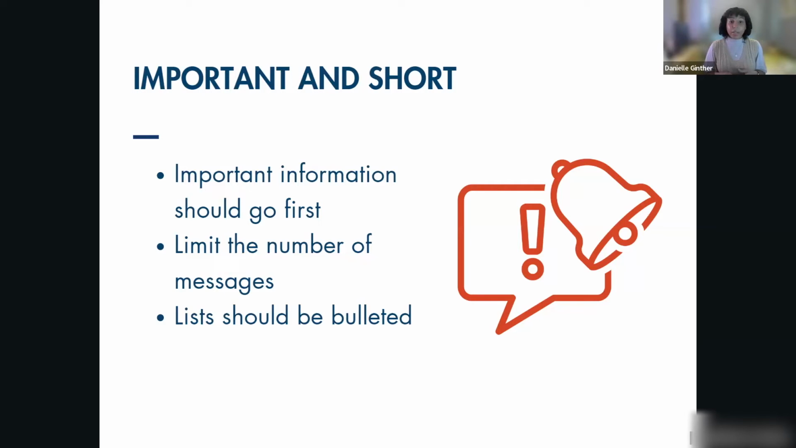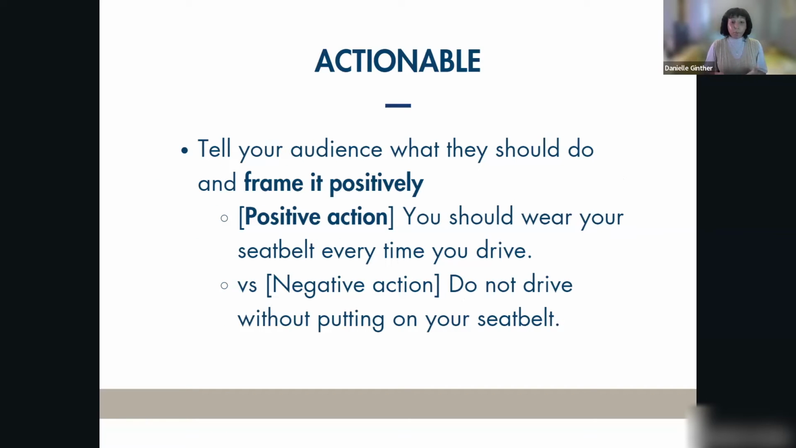It can be hard to follow if there's a lot of jumping around from idea to idea. And when you're making lists, bullets are great, and then keep them short. 3 to 7 items per list is a good amount before it starts getting too long and people might just start skipping. It's also important to make it actionable. Tell your audience what they should do and frame it positively. So the positive action would be to say you should put on your seatbelt every time you drive. And a negative action would be do not drive without putting on your seatbelt. Positive frames typically have a better effect on behaviors than negative frames do.